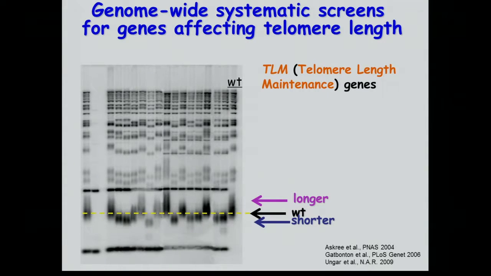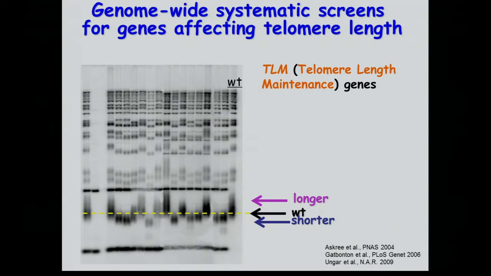Some time ago, we took advantage of the fact that in yeast we have a collection of all the possible mutants. So we have 6,000 genes, and we have 6,000 strains, each one with a mutation in a different gene. And we screened all these mutants for the ones that have an effect on telomere length. We were looking for either short telomeres or long telomeres, and we call these mutants TLM, for telomere length maintenance.